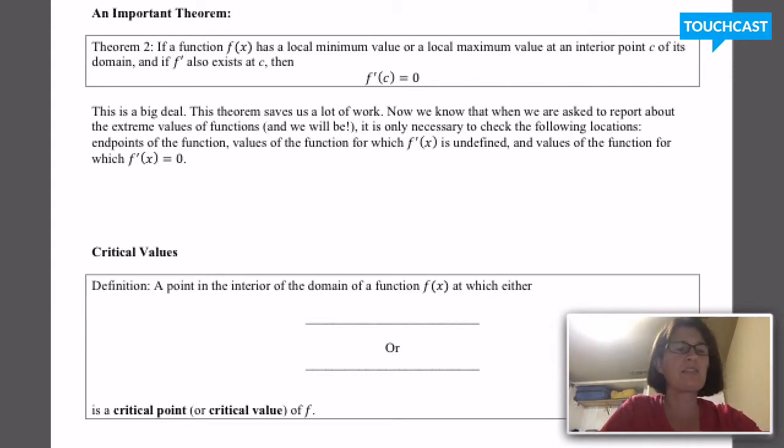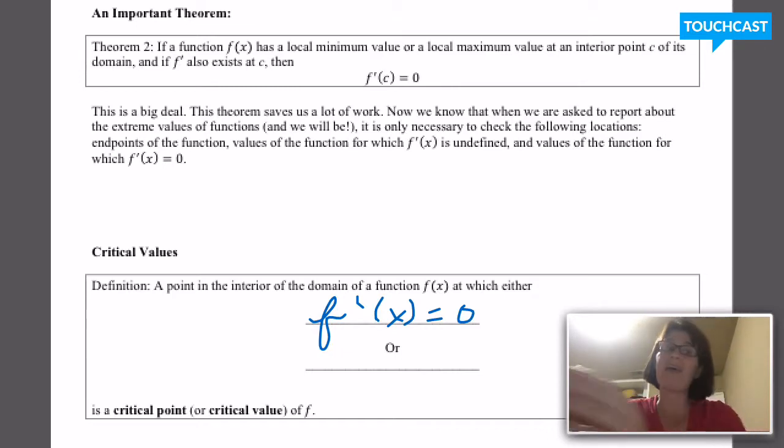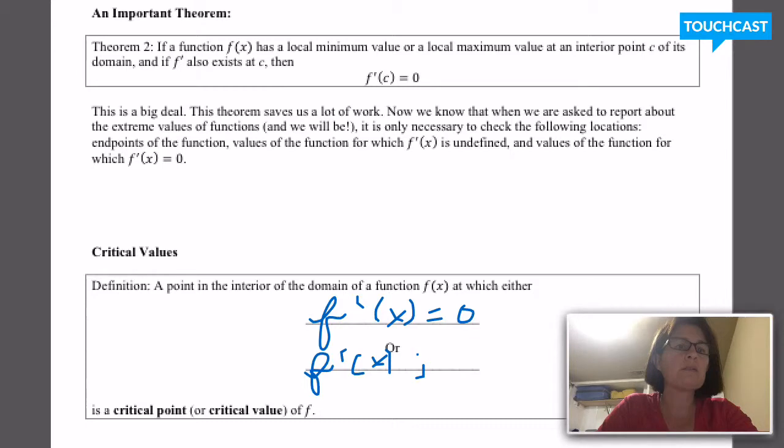So this leads us to this definition. A point on a function, an x value on a function, is called a critical value if f prime of x equals 0. So a point, a value x, is a critical point of f if f prime of x is equal to 0, or if f prime of x is undefined. So important definition. We're going to practice finding critical points next.